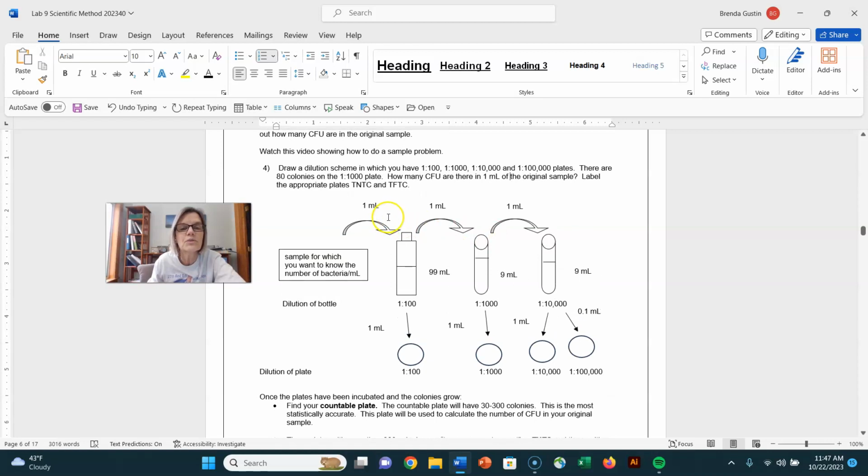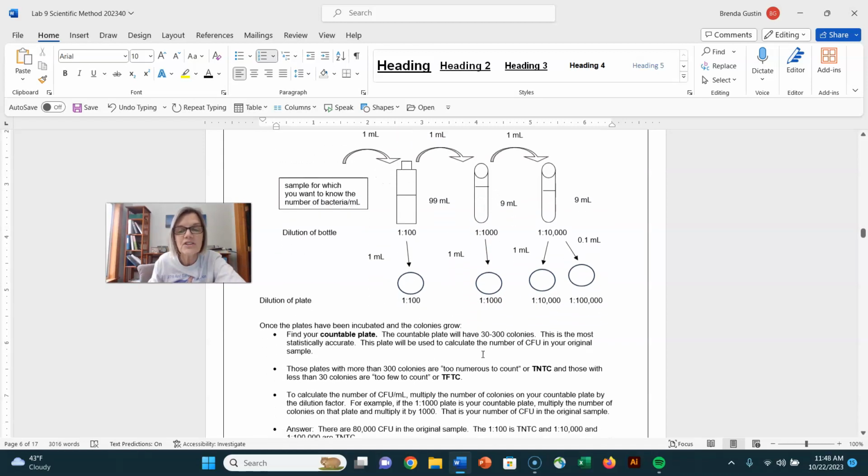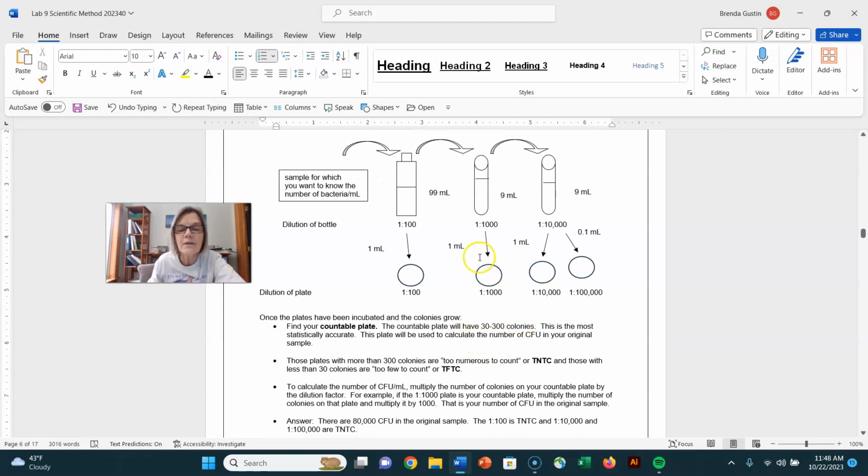Now the question also asks you which plates are too numerous to count and too few to count. This was my countable plate. Actually, let me just back up and remind you, how do I know that was my countable plate? Because it had between 30 and 300 colonies. And statistically, that is the most accurate plate to count. So this plate had 80 colonies. That means this one, my TNTC, too numerous to count, had 10 times more colonies. Look at 1 to 100, 1 to 1,000. This is 10 times more concentrated. So this would have had 800 colonies. That would have been too hard to count. They would have been too close together and piled up on top of each other.